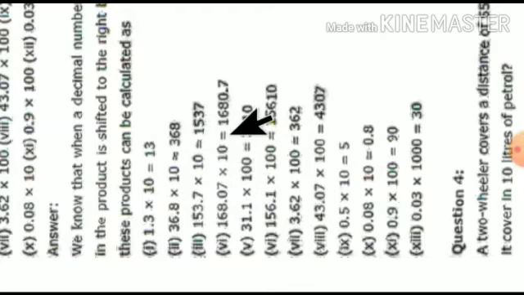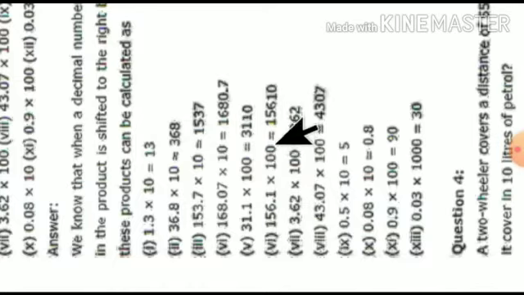168.07 into 10 equal to, see here into 10. So it will shift one digit further. So after 0 point will come. So 1680.7. 31.1 into 100 equal to, here into 100 is given and after point there is only one digit. So we have to put one more 0 because there are two zeros. So it will shift two digits further. So equal to 3110.